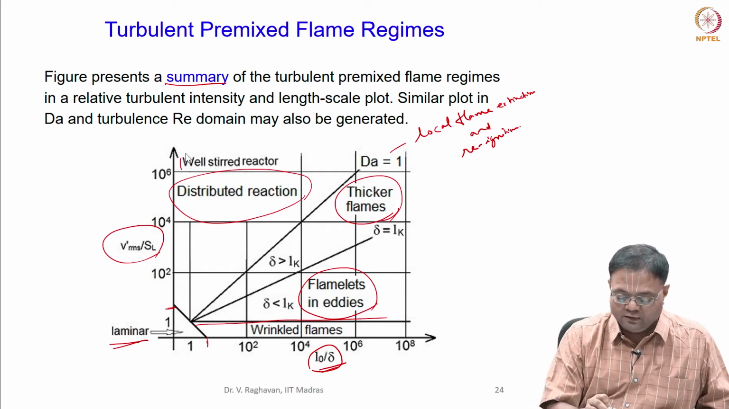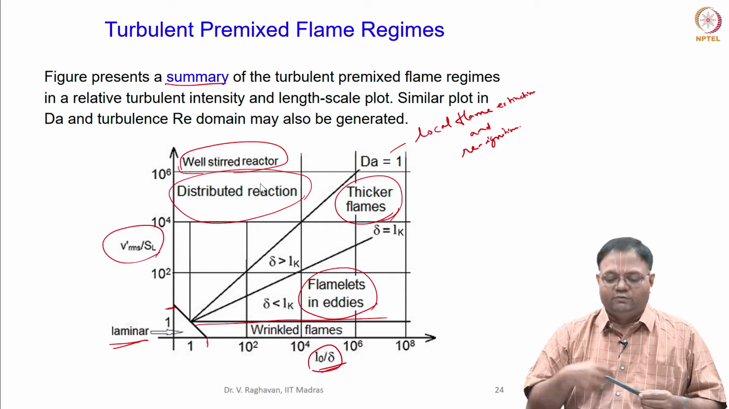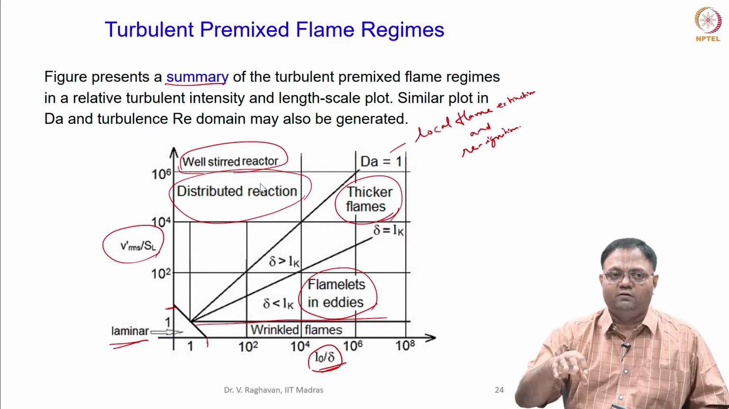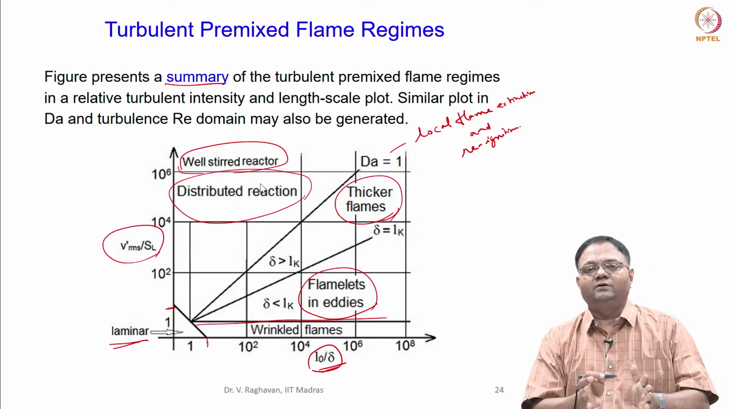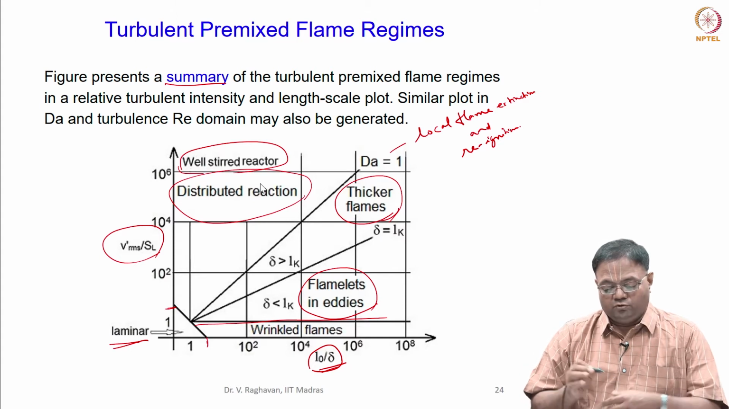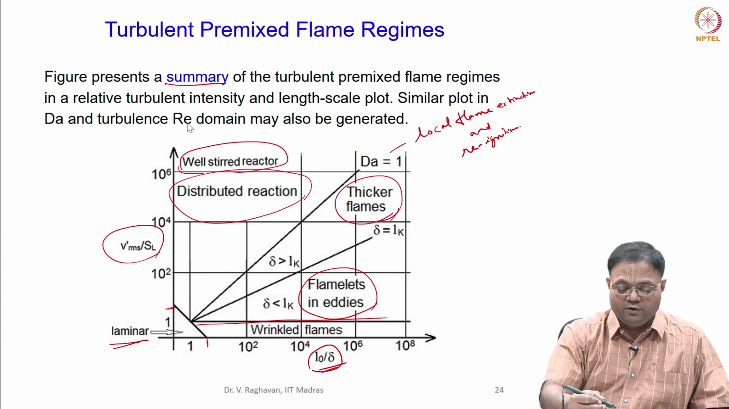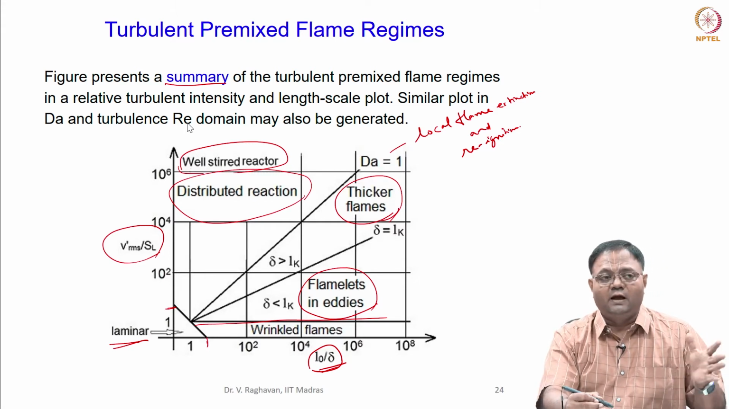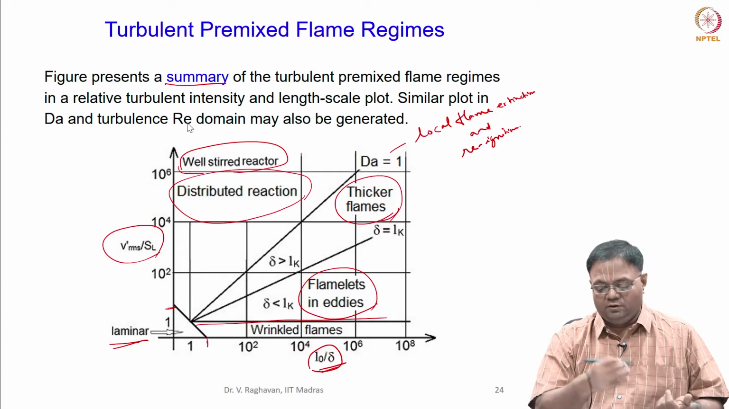rate. The well-stirred reactor, for example, is nothing but where the reactants come in and there is a fast mixing, so that the reaction is complete and the products leave. Such a phenomenon will be there when the turbulent intensities are higher, and then we can see that the flame will be completely controlled by the eddy mixing, the turbulent mixing.